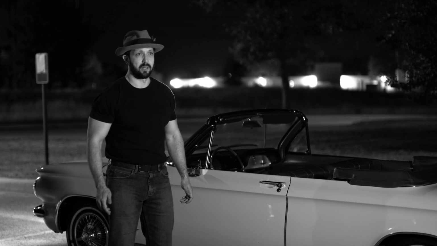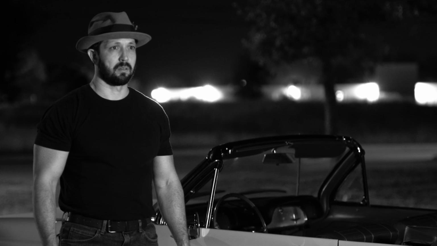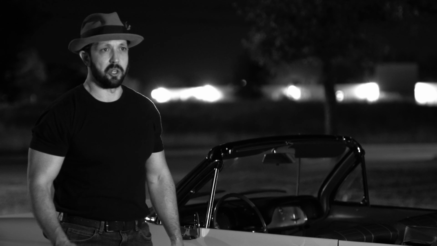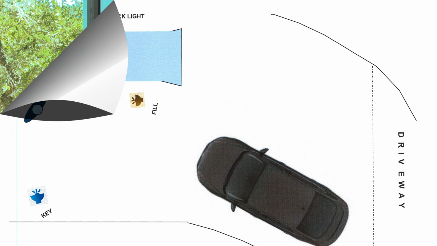By contrast, the protagonist character, Daniel, I lit very traditionally. I gave him a key, a fill, and a backlight, because I wanted him to appear non-threatening. I wanted the audience to see basically all of him.